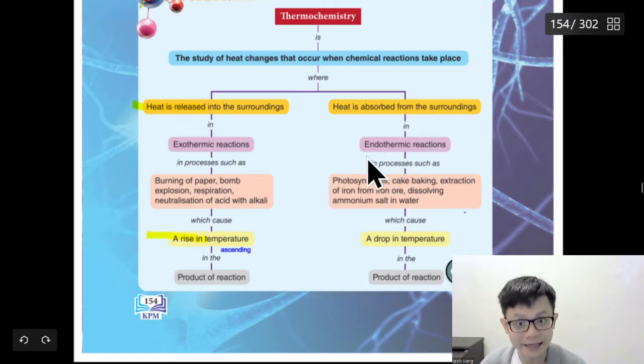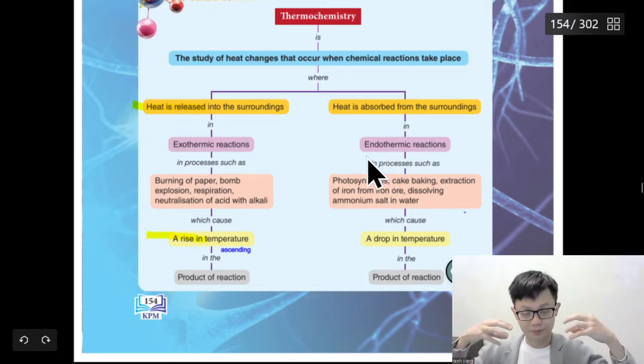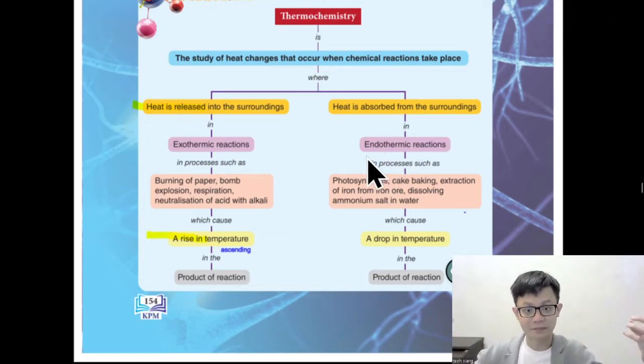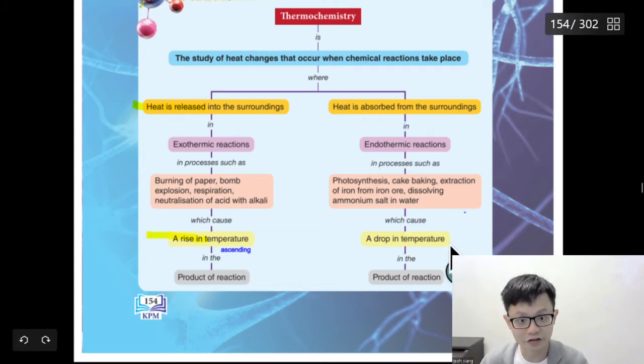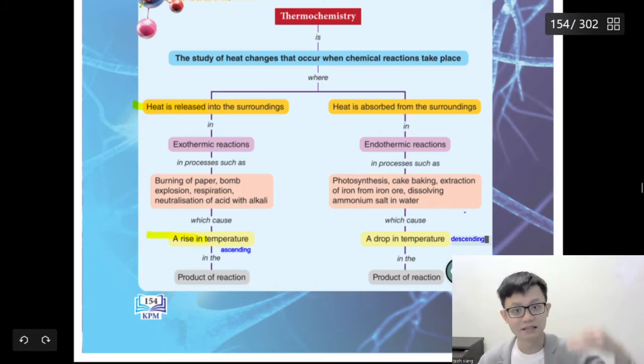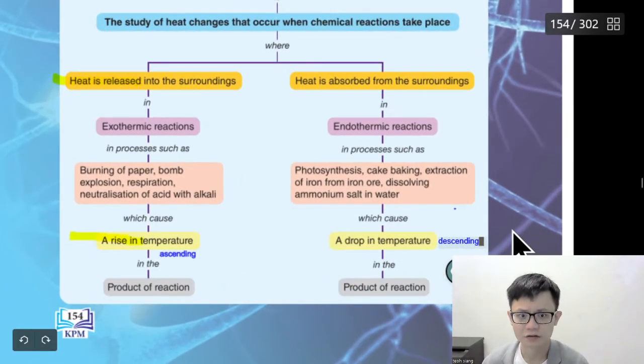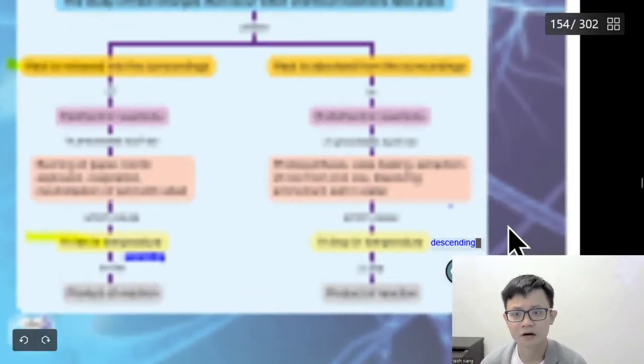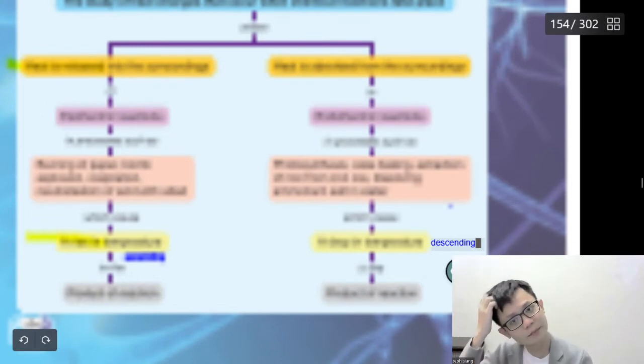Endothermic is heat is absorbed, so there is a drop in temperature. So I will consider this as descending. Descending means 100 to 99, 70 to 60, 70 to 40. So these are descending. Okay, so now it comes with a $1 million question.